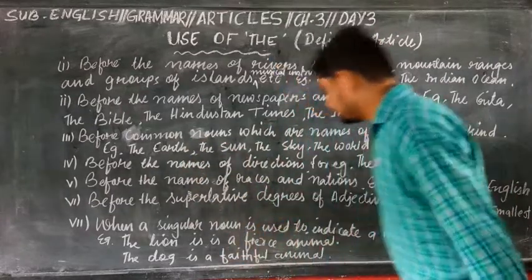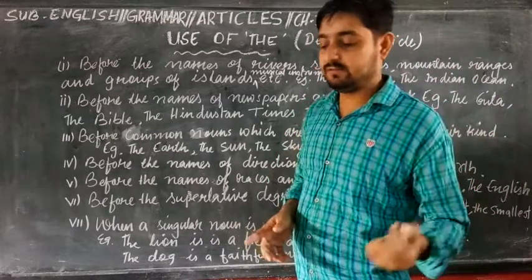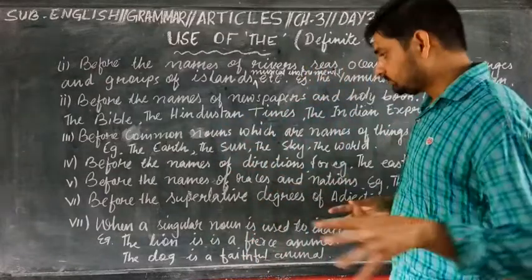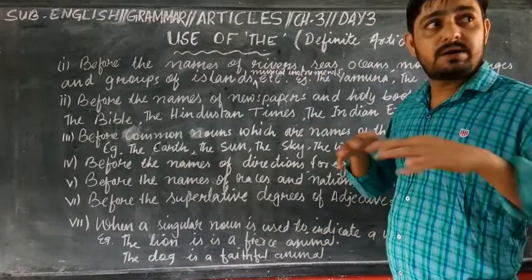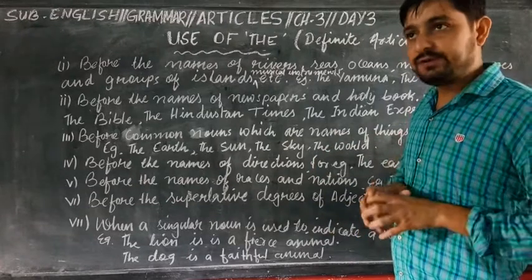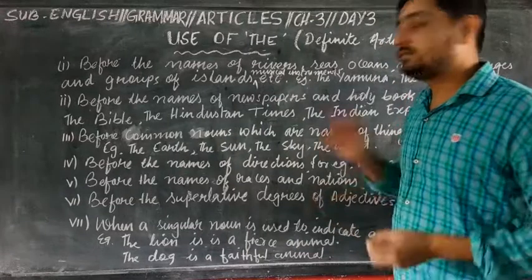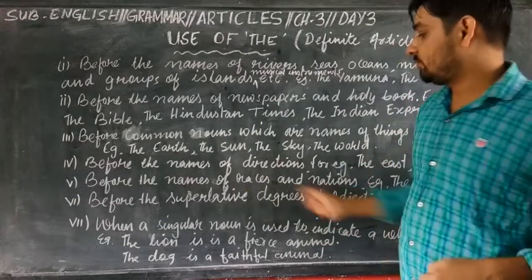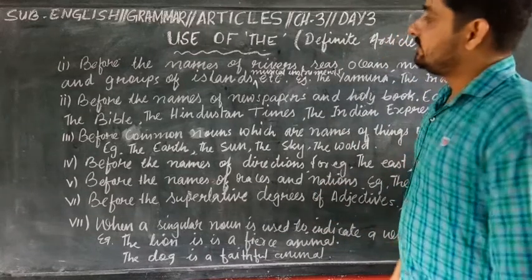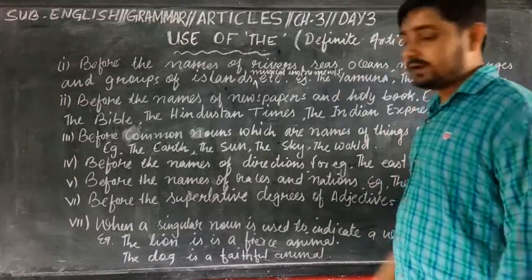Again, the dog is a faithful animal. All the dogs are faithful. It is not that only one dog is faithful, right? So when the singular noun is used to indicate a whole class, then before that noun we can use the. The lion is a fierce animal, the dog is a faithful animal. So these are some of the things that you have to remember while using the definite article the.